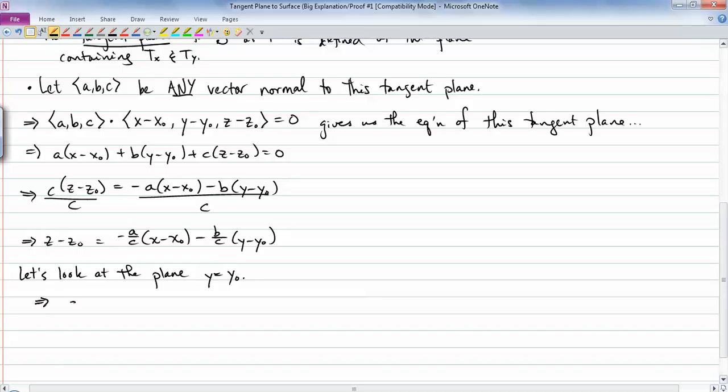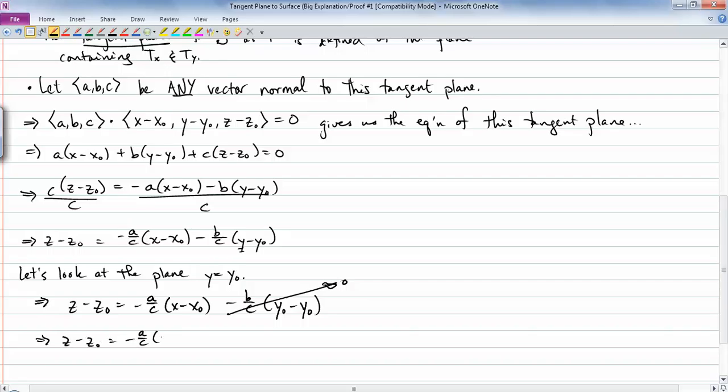Then z minus z naught equals negative a over c, x minus x naught, minus b over c, and then we can use substitution and say instead of y minus y naught, it's y naught minus y naught. Well, this goes to 0, right? So then we're just left with z minus z naught equals negative a over c, x minus x naught.